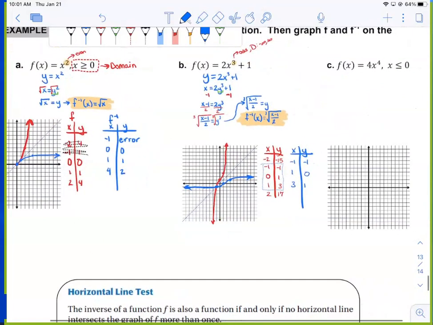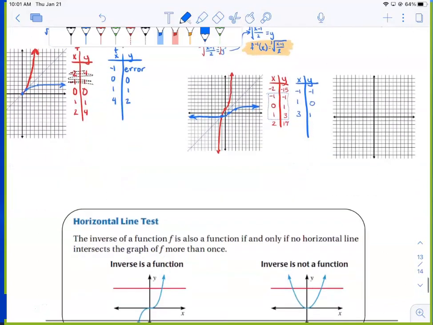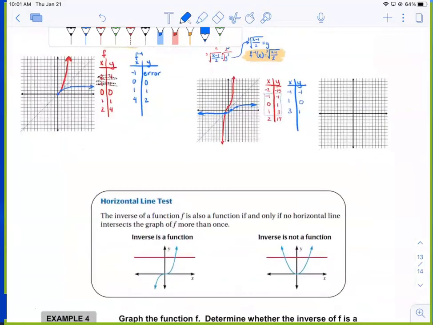Okay, I'm going to skip part C for today. We'll do that tomorrow, just because I'm going to run out of time. Otherwise, I won't have time to work on this after home. But let's look at example 4 now.